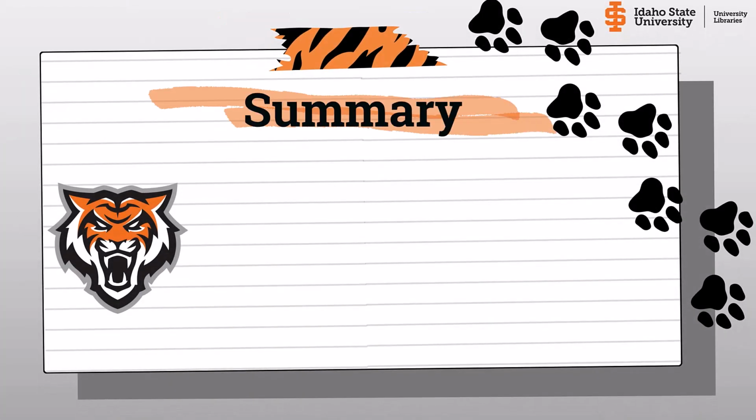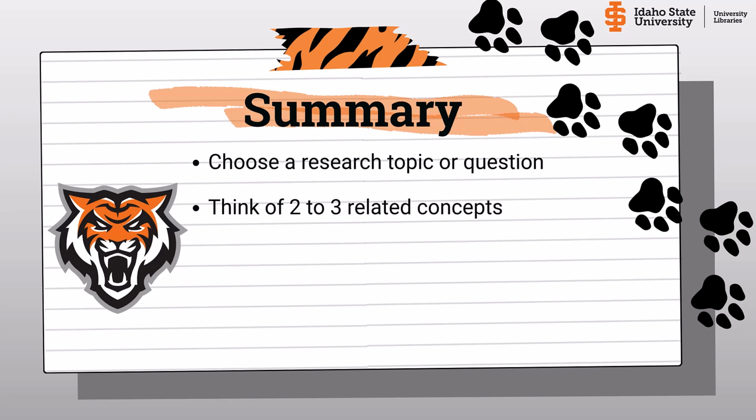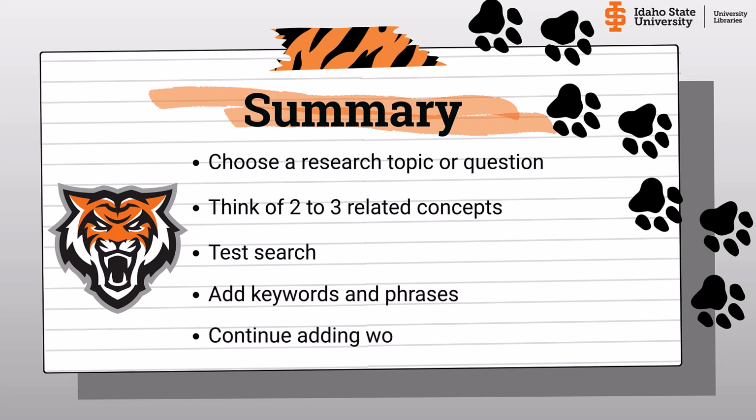In summary, choose a research topic or question, think of 2 to 3 concepts that relate to your topic or question, then do a test search. If your concepts seem researchable, begin adding keywords and phrases to advance your search. Continue to add additional words that you find to your search so that you can increase the number of relevant results. This should kickstart your efforts in searching effectively.